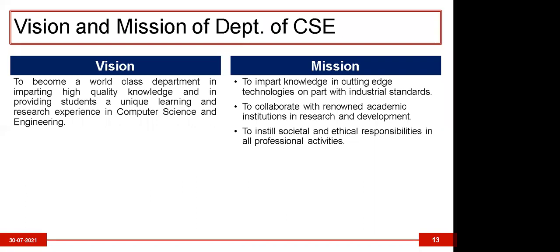Along with that, they want to collaborate with renowned academic institutions in research and development. The strength they have is not sufficient, and at the same time, they have more opportunities available in and around. That's the reason they want to collaborate with renowned academic institutions for research and development, because they have the capability. Why not make use of the capability in the institution?